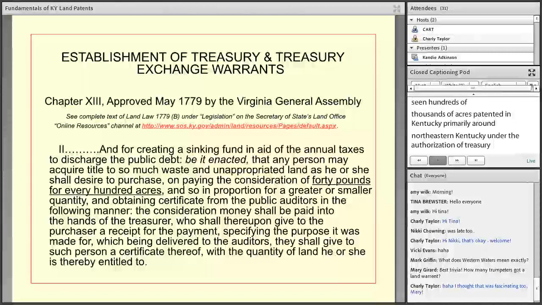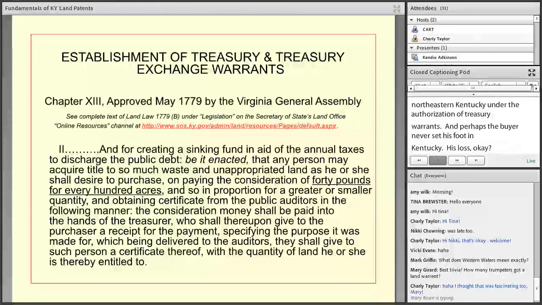His loss. Okay? So we have seen soldiers' warrants, settlers' warrants, speculators, and seminaries were also given the right to Treasury warrants to have land patented in various areas of Kentucky and then use that money to finance their colleges or higher institutions of education. We used land space. We used what we had. We used the land and we sold that off by various types of warrants.